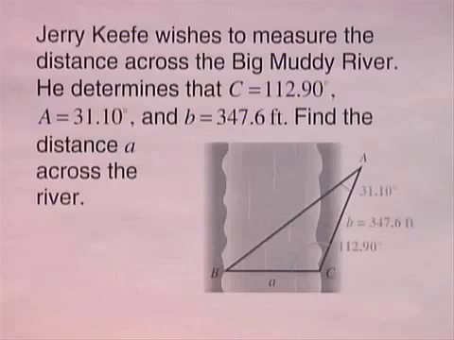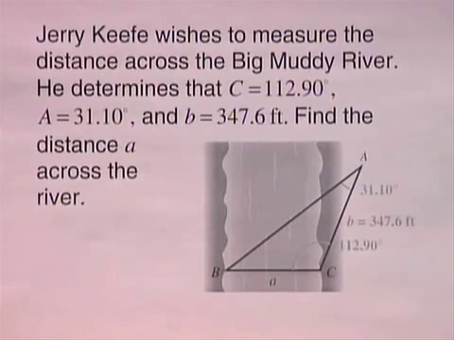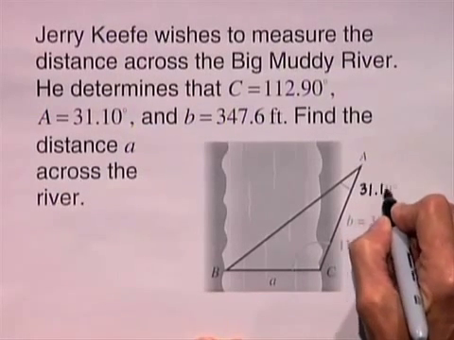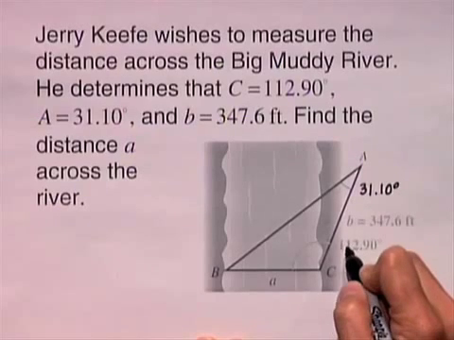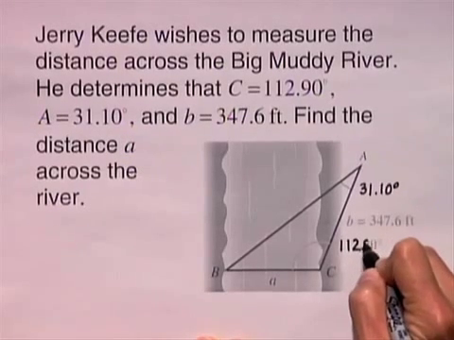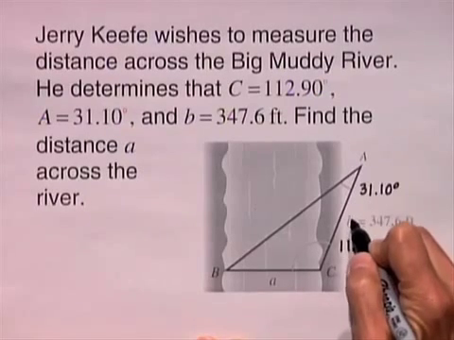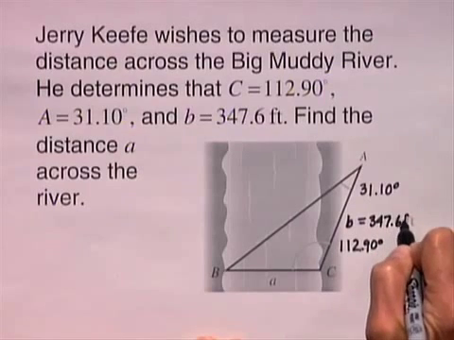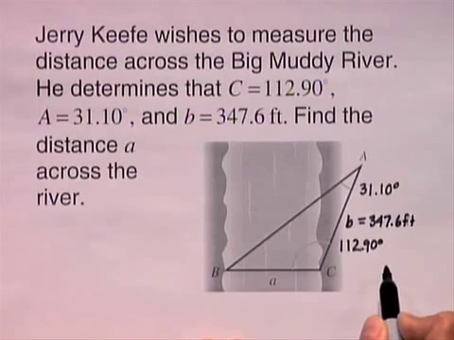centimeters. Let's solve an application problem using law of sines. Jerry Keefe wishes to measure the distance across the Big Muddy River. He determines that C is 112.9 degrees, A is 31.1 degrees, and b is 347.6 feet. So over here, A is 31.10 degrees, C is 112.90 degrees, and b is 347.6 feet. So we have that information.